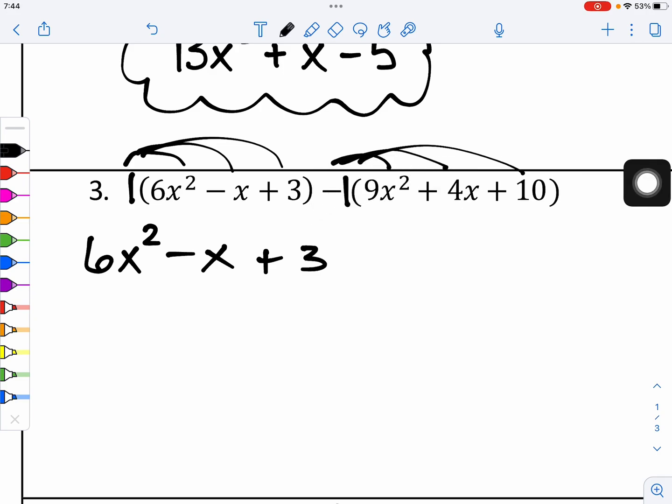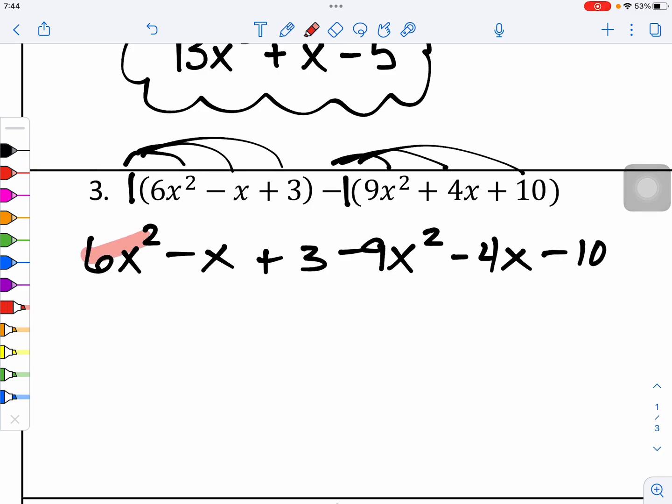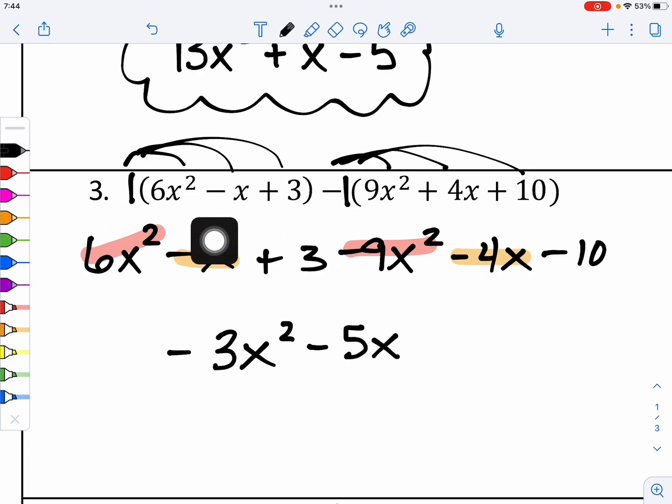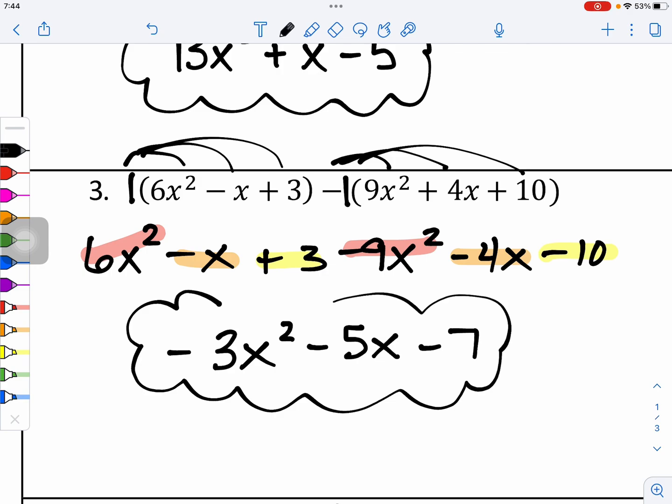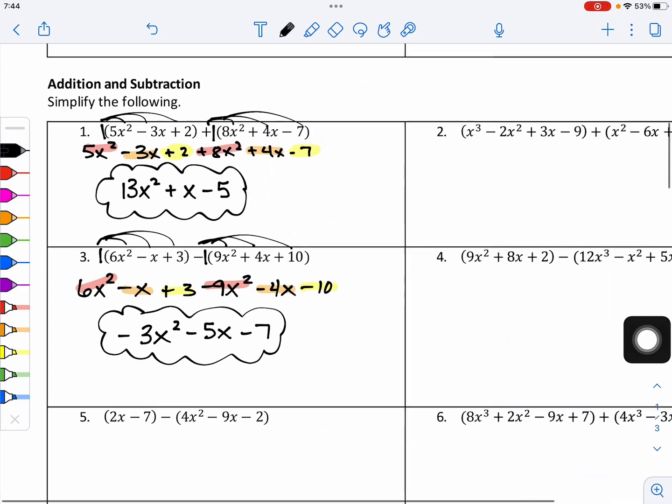Negative 1 times 9 is negative 9. Don't forget the x squared. Negative 1 times 4x is negative 4x. And then negative 1 times 10 is negative 10. And just like we did above, we'll combine our like terms. 6x squared minus 9x squared is negative 3x squared. Negative x minus 4x is negative 5x. And then finally 3 minus 10 is negative 7. And again, all those exponents in descending order, 2, 1, none. Negative 3x squared minus 5x minus 7.